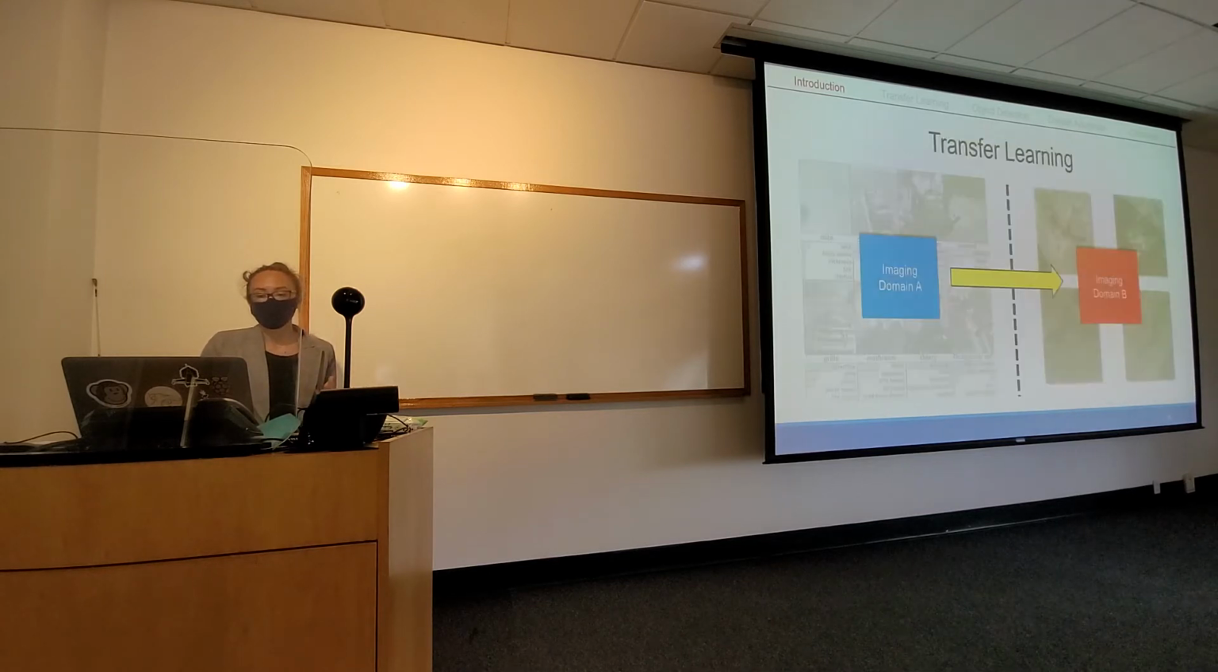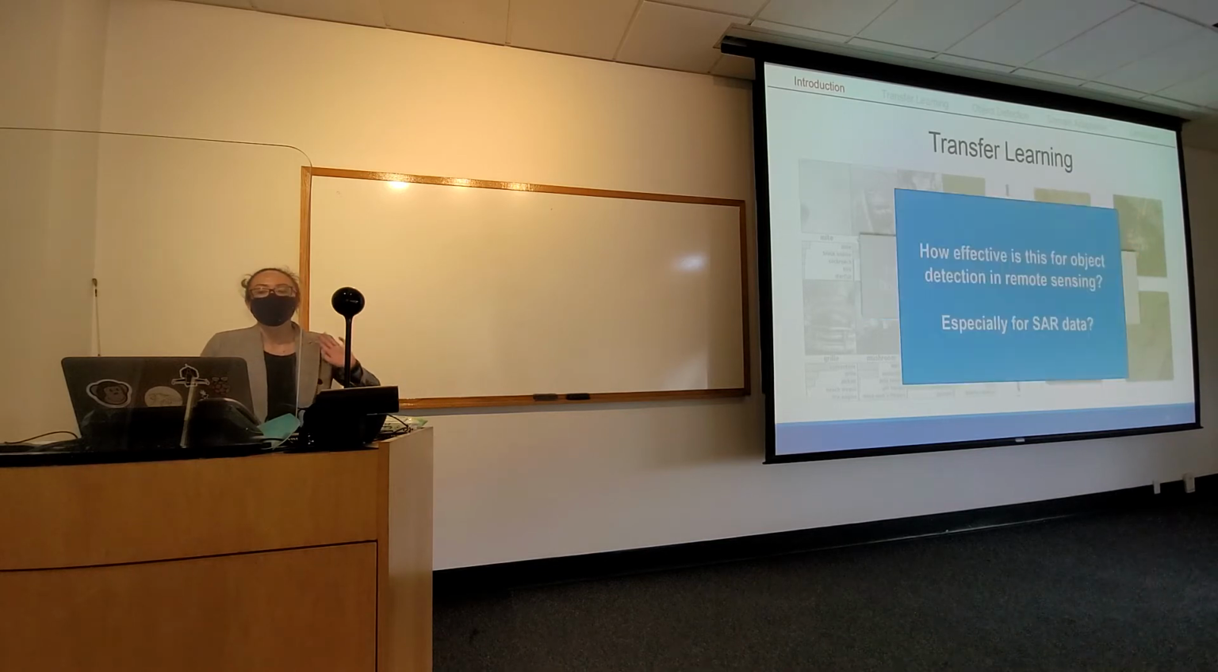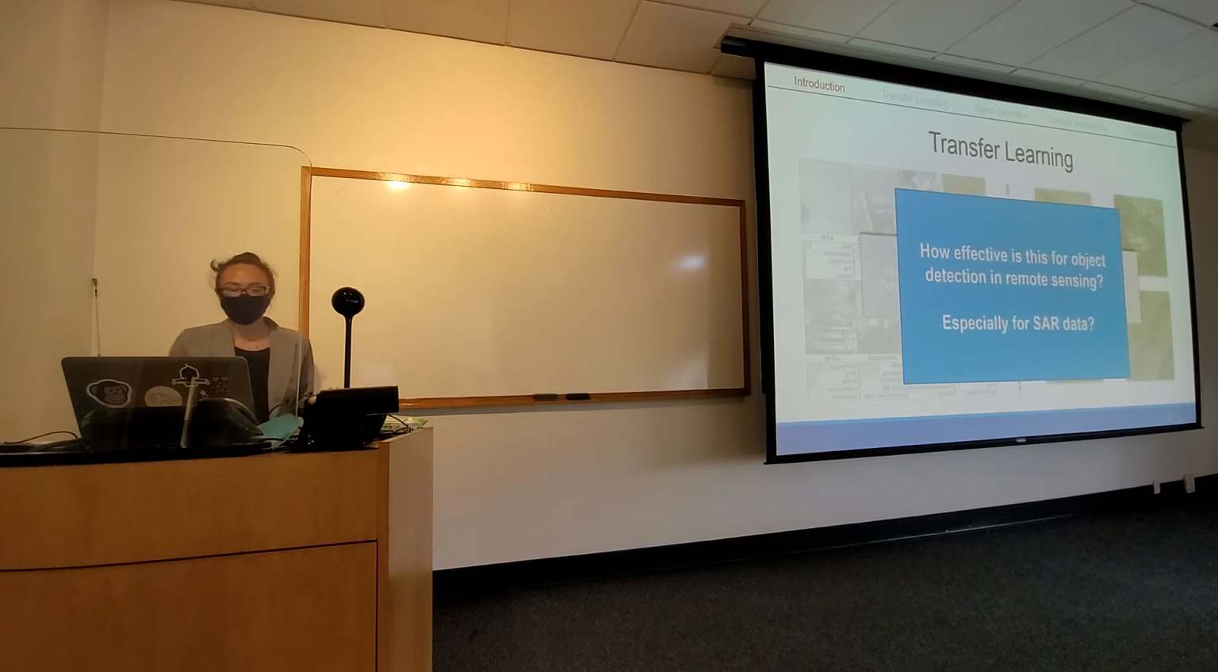These are things that you should be doing regardless, but especially when you don't have a lot of data. Then there's transfer learning, which is a subset of machine learning, where the idea is if you have similar imaging domains, or if the images have similar distributions, then you can use it for different tasks. So if you're trying to, say, classify tigers and then classify cats, you can transfer the features that were learned in one domain to the other. But how effective is this for remote sensing and especially for SAR? This is a brand new kind of question that people have been starting to ask within the last decade.